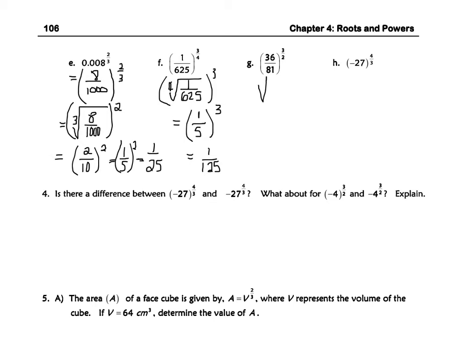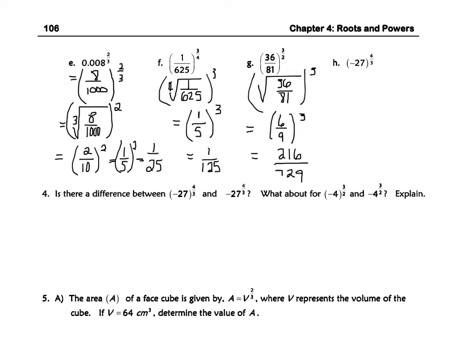Next one is the square root, because the bottom in the fraction is a 2, so that's understood to be square root of 36 over 81. And then we're going to raise that to the power of 3. And that's going to give us 6 over 9. We take the square root of 36 and the square root of 81. And then we still have to raise that to the power of 3. And that's going to be 216, I believe, in the top. 6 times 6 times 6. 9 times 9 times 9 is 729.